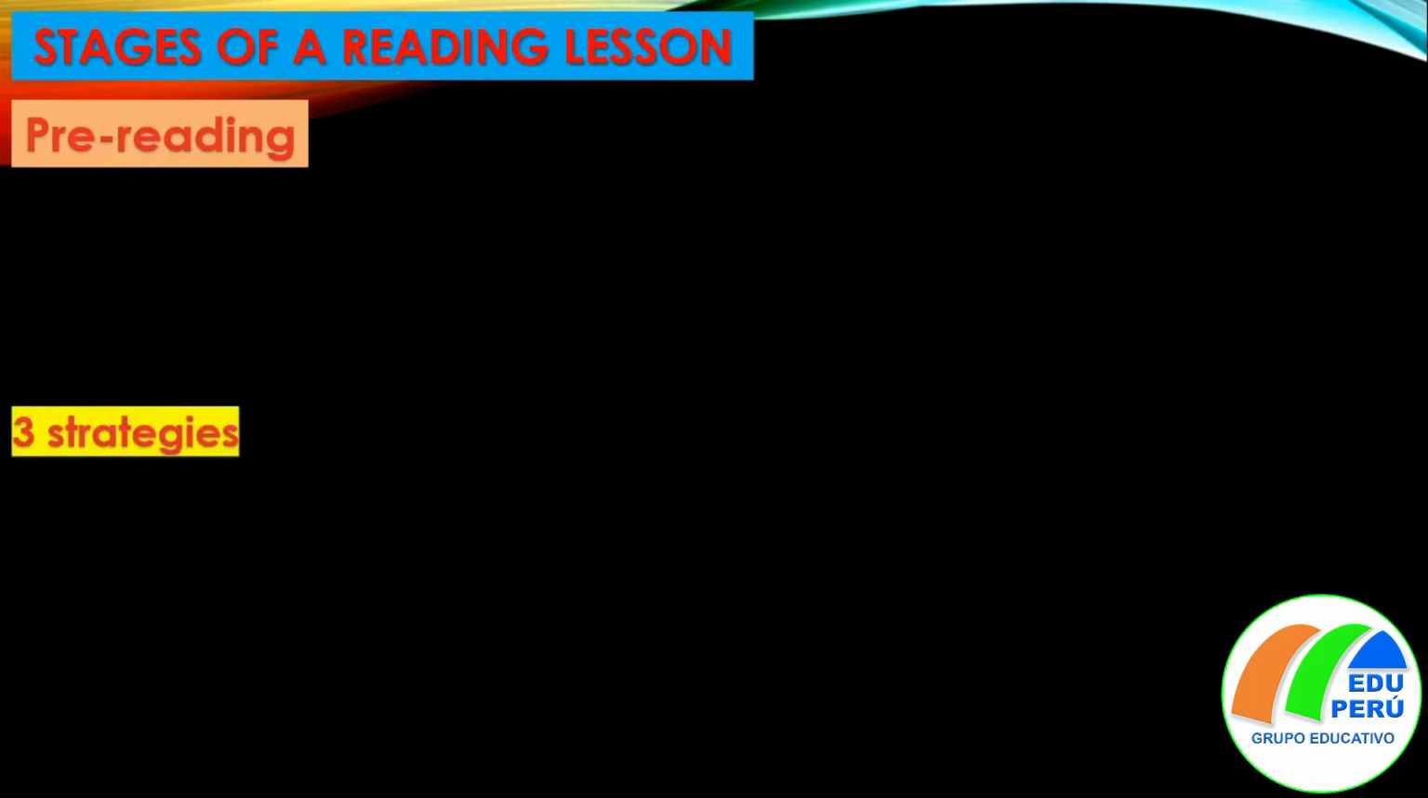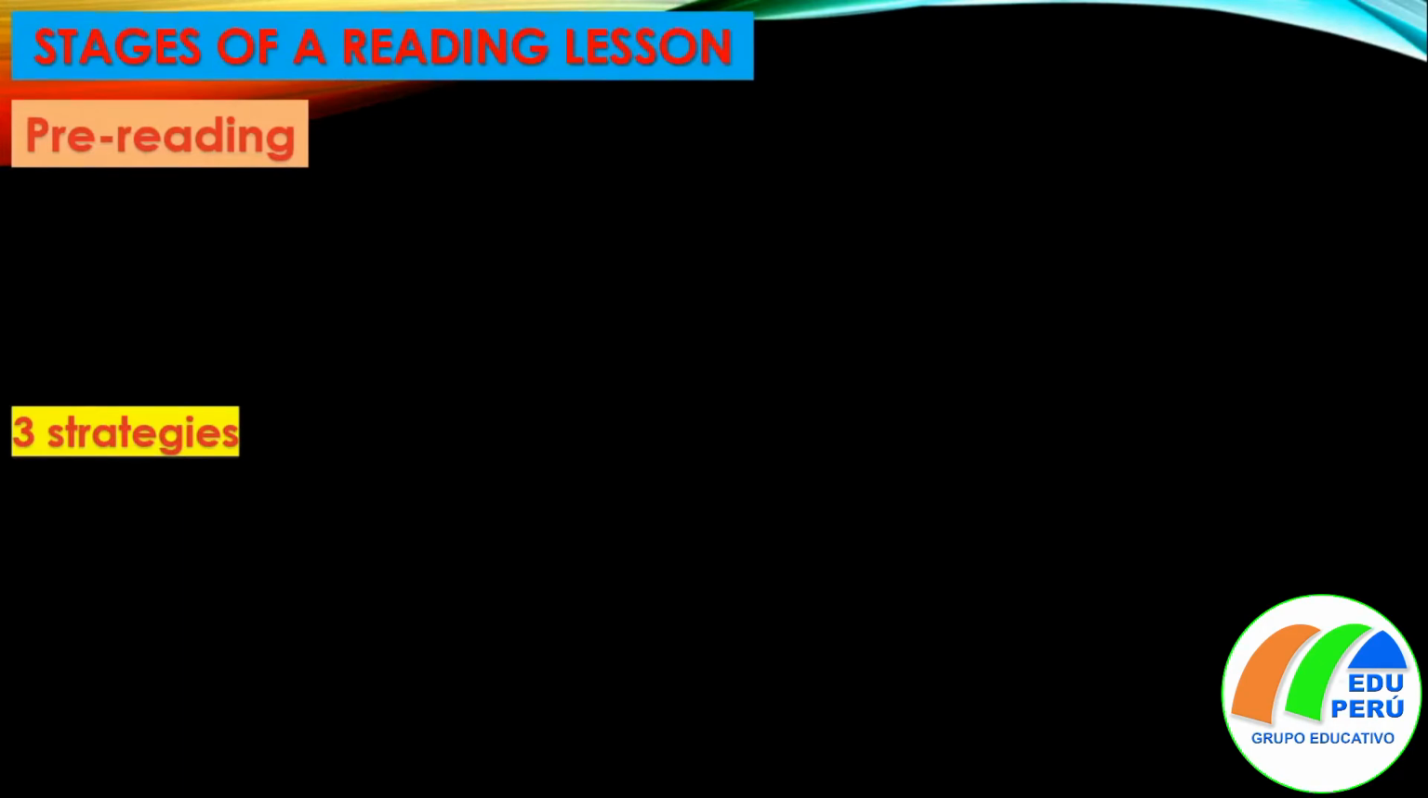So we have these 3 stages. And each stage, notice, has a purpose. So you have to do something specific in each stage. For example, let's start with the first one, the pre-reading stage. In the pre-reading stage, we usually use 3 strategies. Can you tell me what they are? What strategies do we usually use in the pre-reading stage?